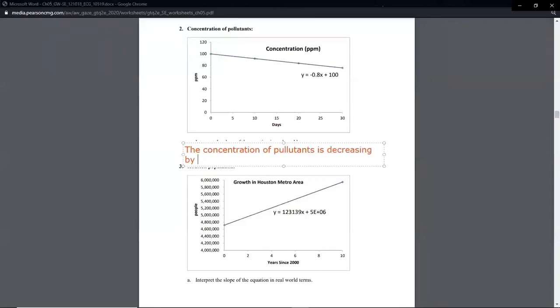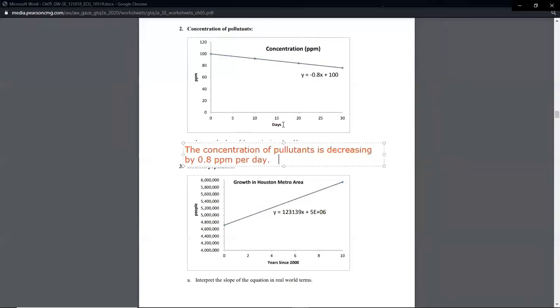Now, since I used the word decreasing, if I said changing, I would use the negative, but decreasing implies negative, so I'm not going to write the negative. I'm just going to write 0.8. And then we write the ratio of the different units. The different units are the parts per million and the days, and it goes the Y value over the X value. It's not changing by 0.8 days per parts per million. It's changing by 0.8 parts per million per day.